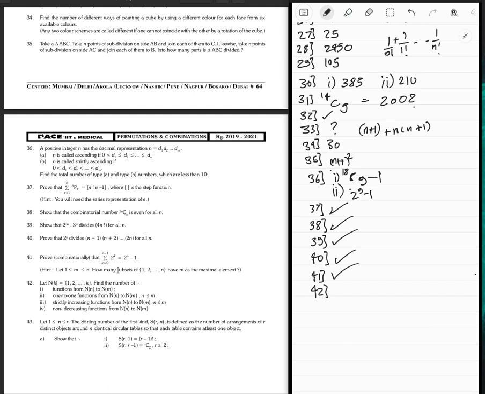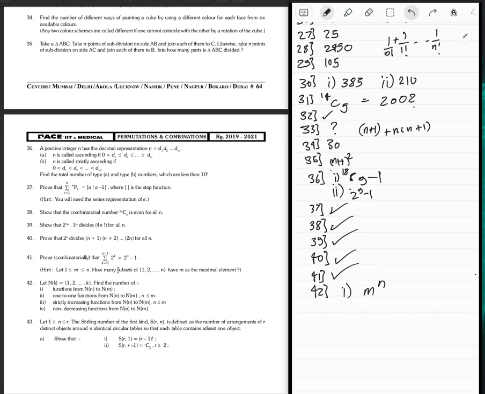Let N_k be equal to this set. Find the number of functions from N_n, so 1 till n, to N_m, so 1 till m. Yeah, number of functions. So each of these has m choices basically. The first one is pretty easy, right? It's just going to be m power n.